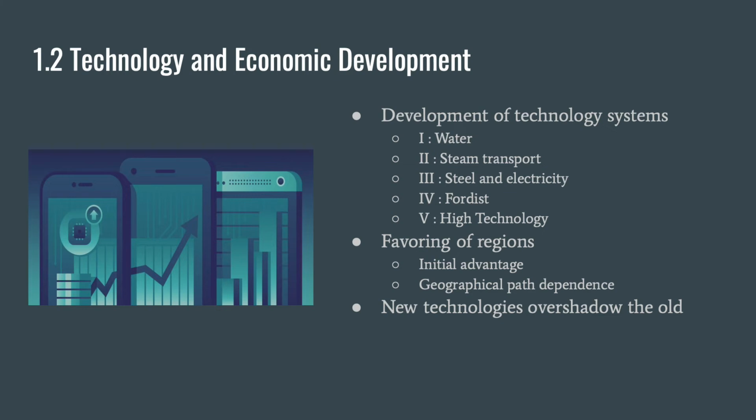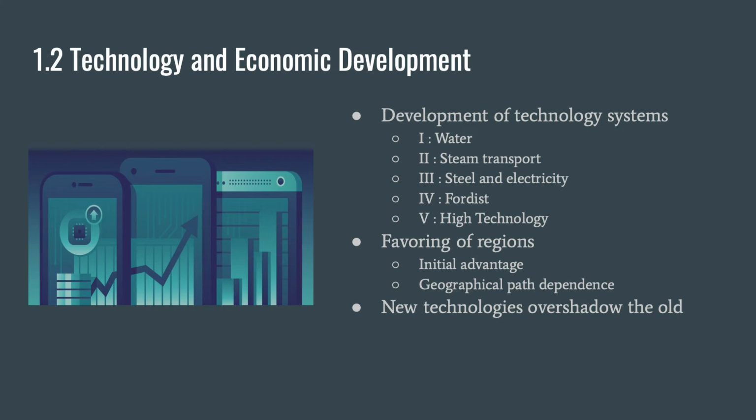Technology systems can be split into 5 different categories. The first category, water, was developed around 1785 in England. This includes very basic water power technology and transportation systems. The second category, steam transport, came around 40 years later in the mid-1820s. People started to implement coal to run engines and found ways to use steel, such as building railroads.